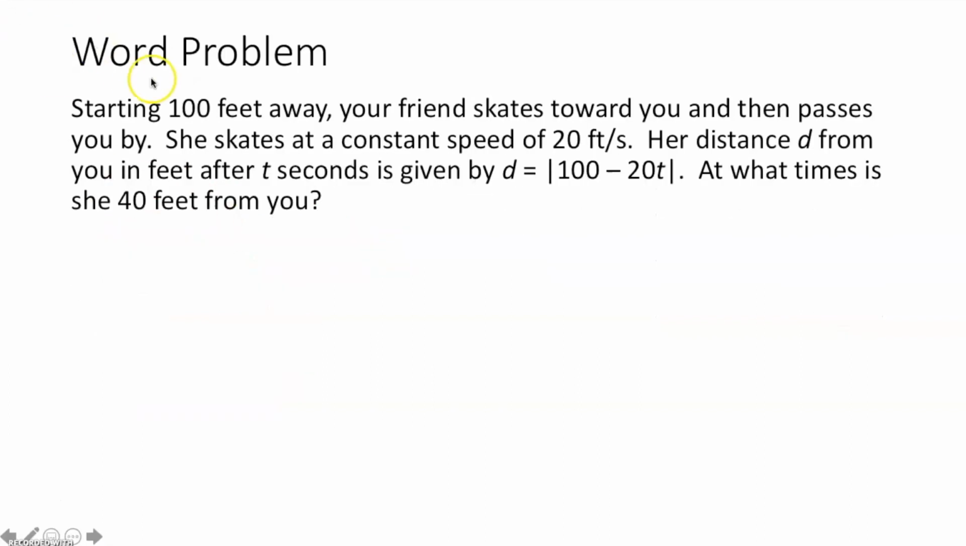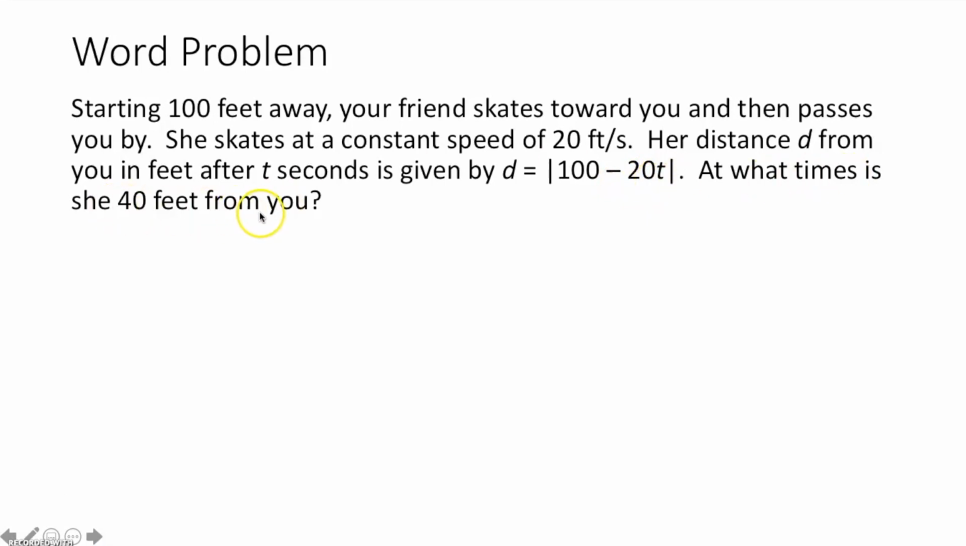Now a word problem says starting 100 feet away, your friend skates towards you and then passes you by. She skates at a constant speed of 20 feet per second. Her distance d from you in feet after t seconds is given by d equals the absolute value of 100 minus 20t. At what times is she 40 feet from you?